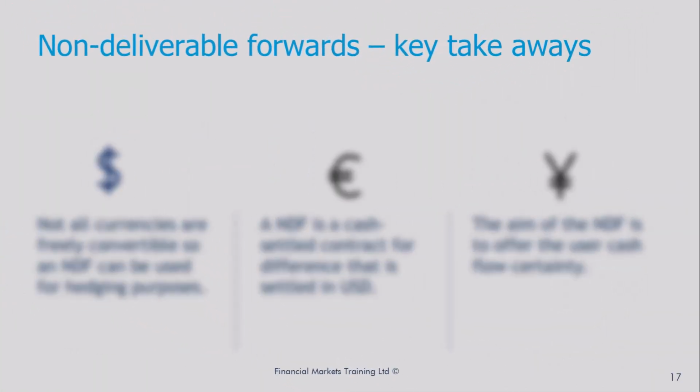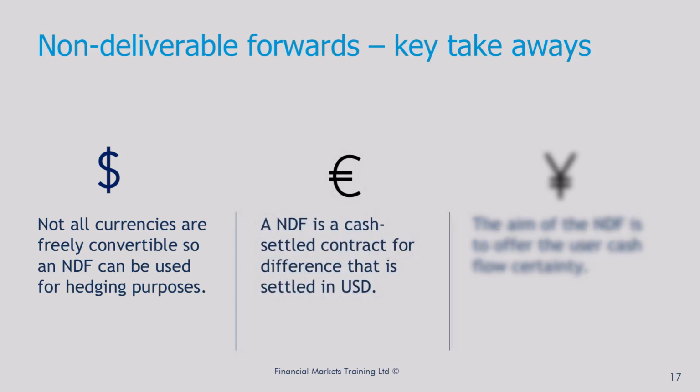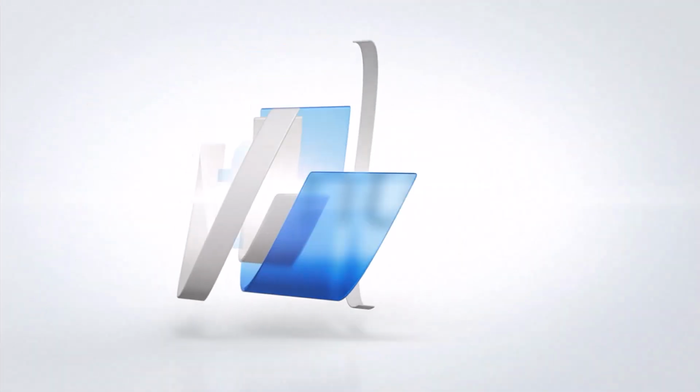So what are some of the key takeaways? Not all currencies are freely convertible, and so an NDF can be used to facilitate hedging of an FX exposure. It can also be used for speculative purposes to express how a currency rate is expected to evolve. A non-deliverable forward is a cash-settled contract for difference, usually settled in US dollars. Like any forward contract, it offers the investor cash flow certainty.